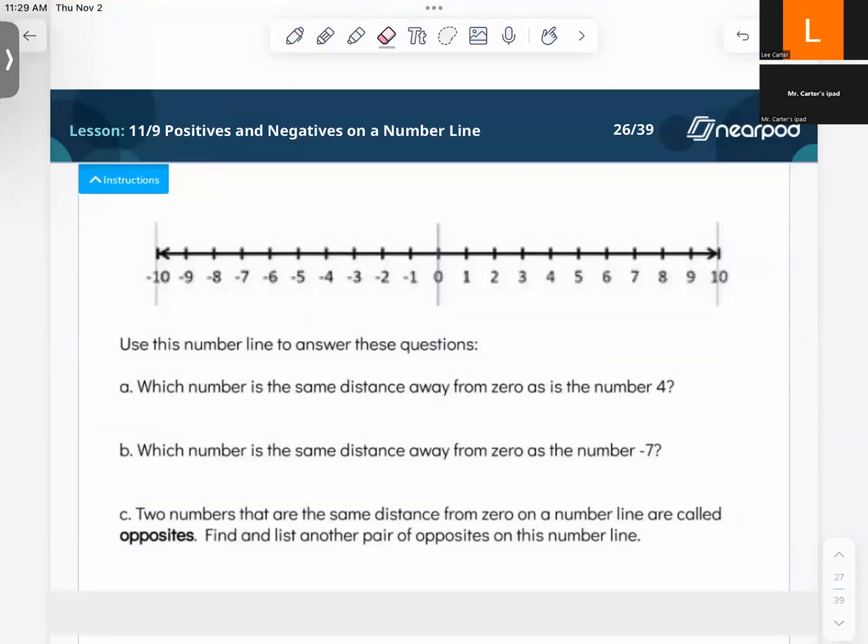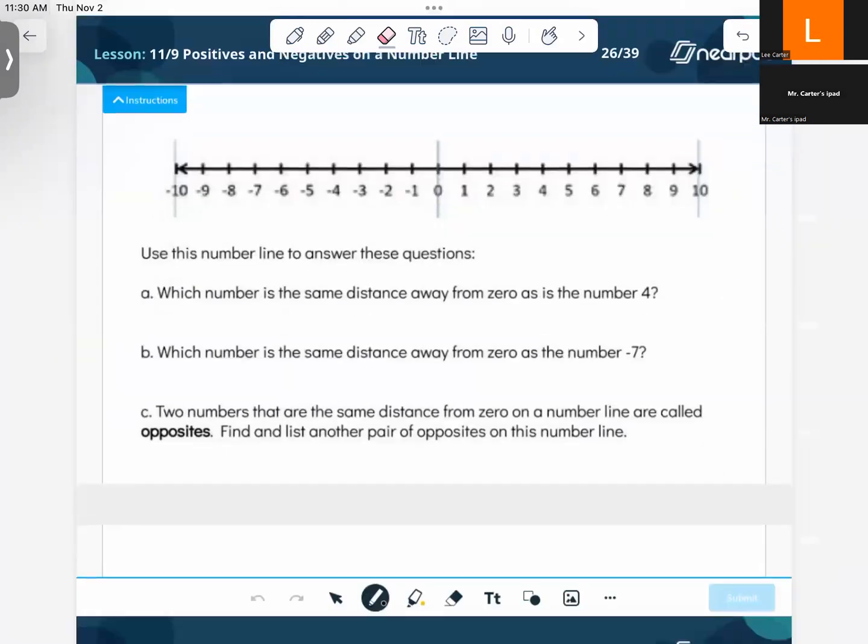All right, so it says use this number line to answer these questions. Which number is the same distance away from 0 as the number 4? And then which number is the same distance away from 0 as the number -7? So you should be drawing on your slide, and then we'll check it on the next one. And then two numbers that are the same distance from 0 are called opposite numbers. So it says to find another pair of opposites on this number line.